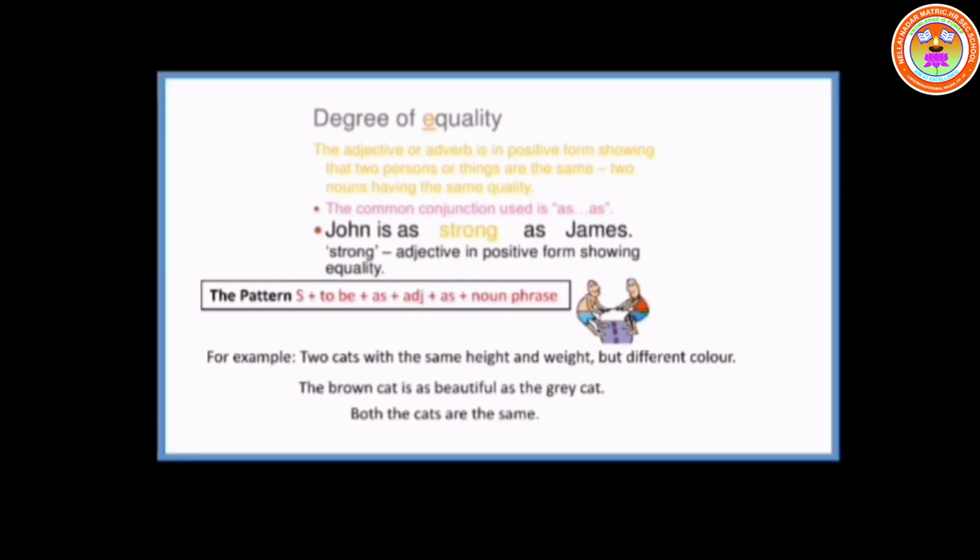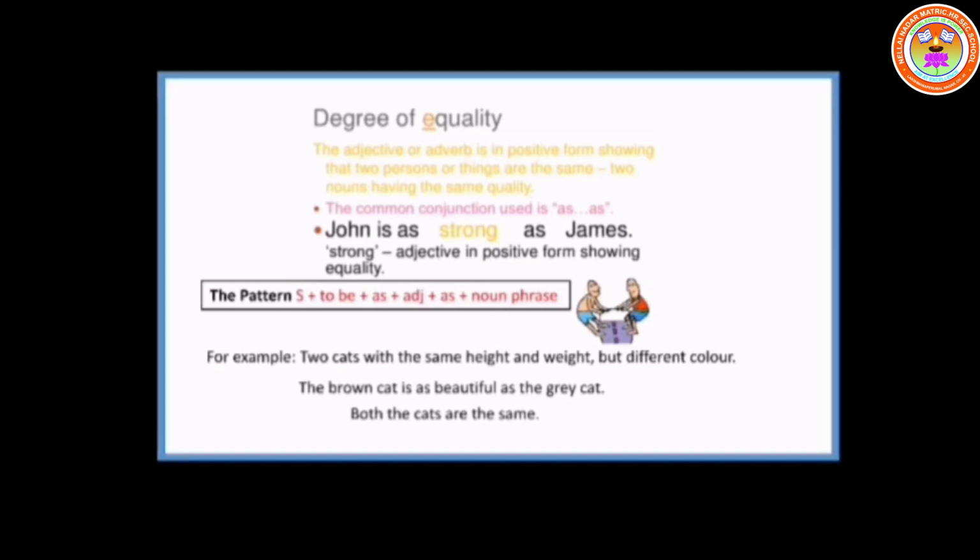In that case, the common conjunction used is as, adjective, then as, followed by as. For example, John is as strong as James. Both the names are having same quality. They are strong, both are strong. The adjective used in this sentence is strong in positive form, showing equality.